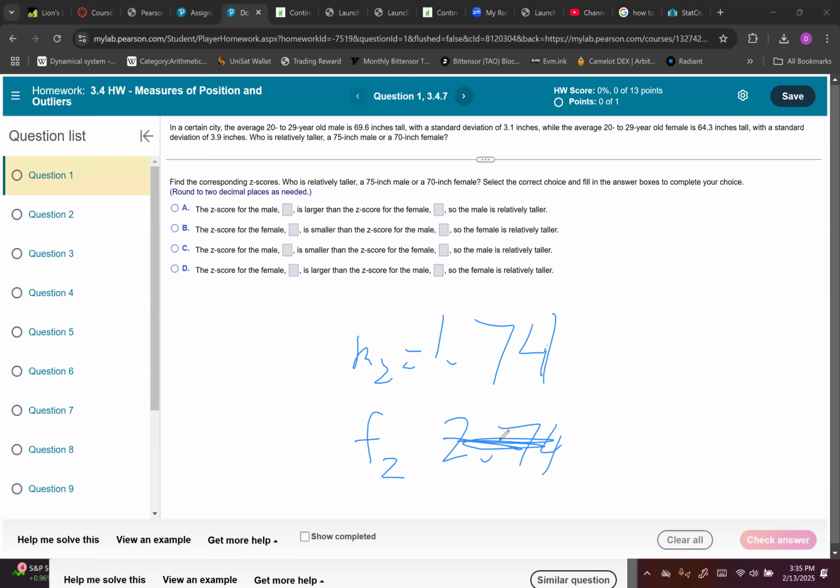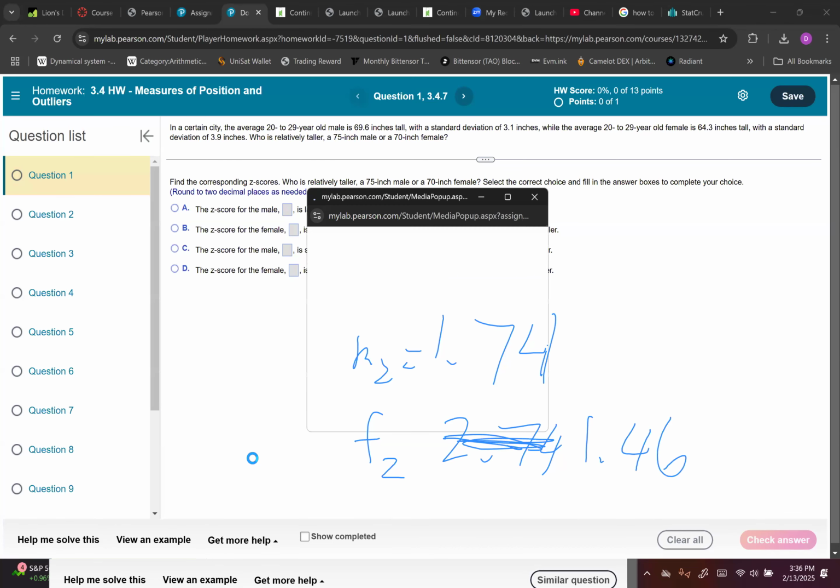So let's try that again. So the female mean is 70 inches. Oh, sorry, 64.3. So 70 minus 64.3 divided by the standard deviation, 3.9. So the female z-score was not that. It was 1.46. Okay, so I used the wrong one, but that's okay. Let me show you. Again, that's sort of the pitfalls of doing things by hand. Let's try this in StatCrunch.